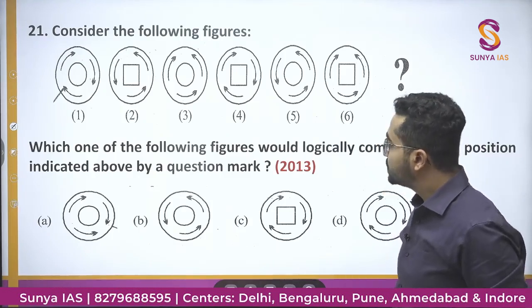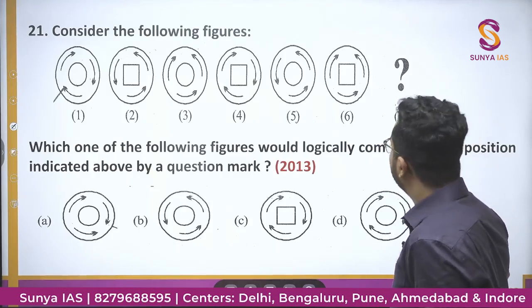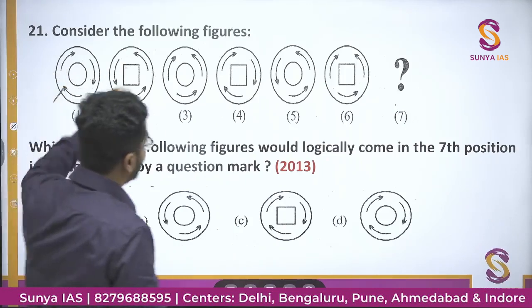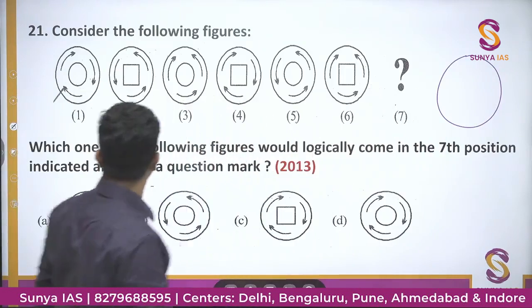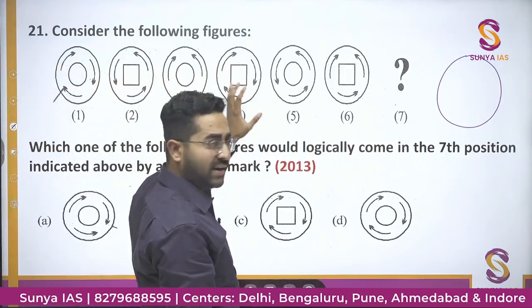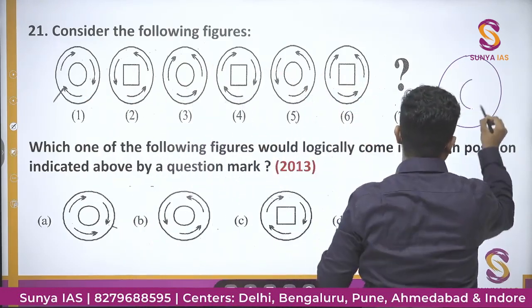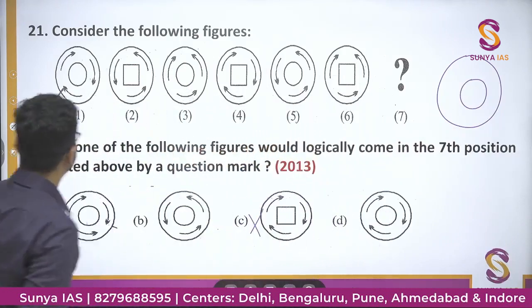कंसिडर द फॉलोइंग फिगर्स विच इज लॉजिकली कमिंग द सेवेंथ पोजिशन इंडिकेटेड बाय अ क्वेश्चन मार्क. तो अब फिर सेवेंथ पता करना है. तो if I see, I will make one big circle. Big circle तो बनाई है seventh में. Here this is circle square, circle square, alternate circle square. Then it would be a circle. So obviously square वाले option तो eliminate हो गए. एक ही option था. ठीक है.